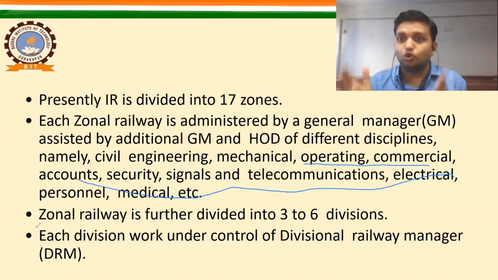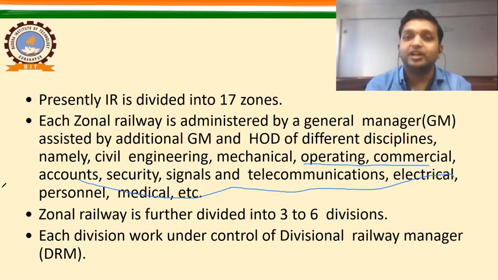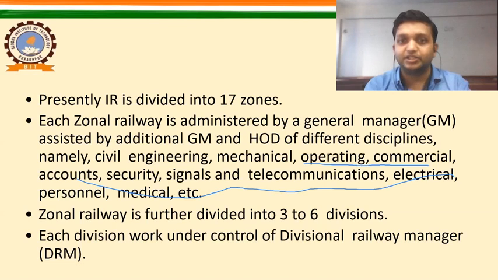Then this zonal railway is again further divided into 3 to 6 divisions, and each division's work is under the control of a manager, that is known as the Divisional Railway Manager. Right. So what is the name? It is known as the Divisional Railway Manager. So it was all about the organization of the railway.